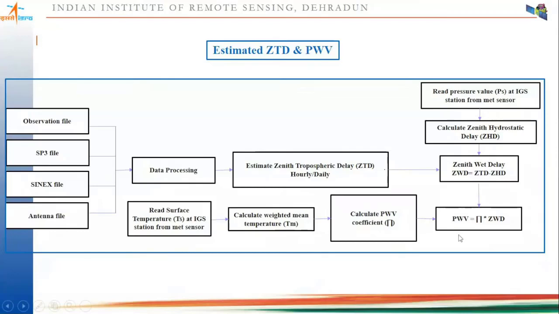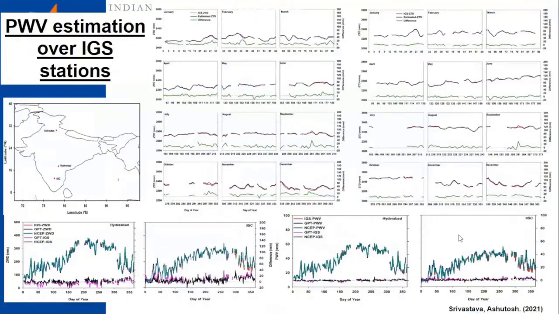These are some of the results. You can see here we have one station in Dehradun, where we have fixed one CORS receiver, and there are another two stations, which are IGS stations at Hyderabad and IISc, Bangalore.